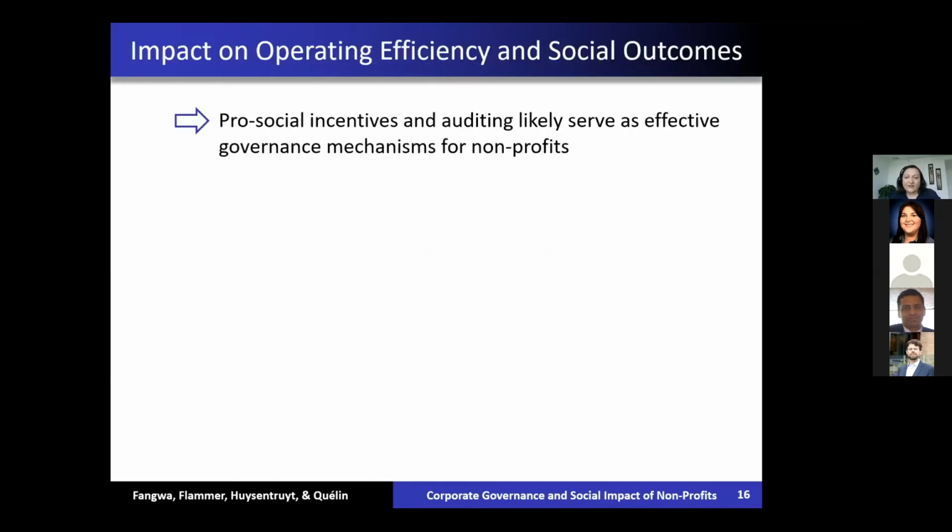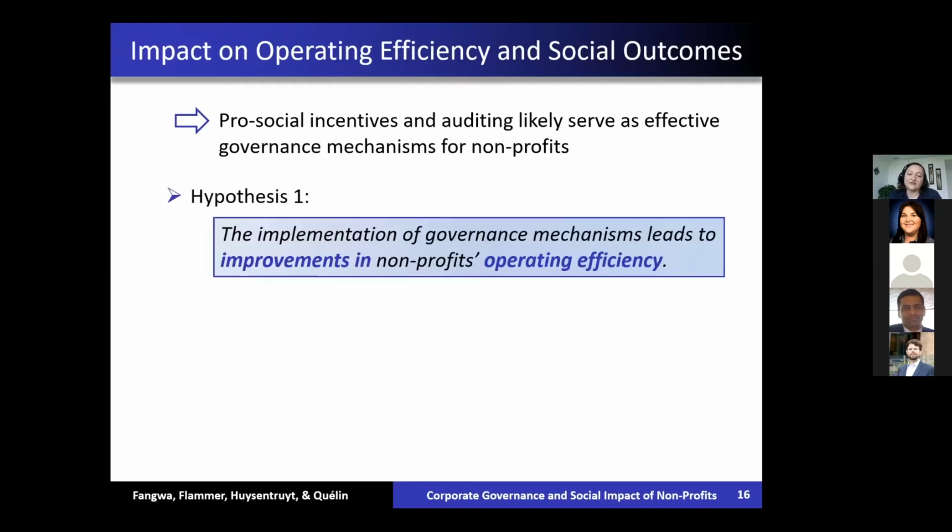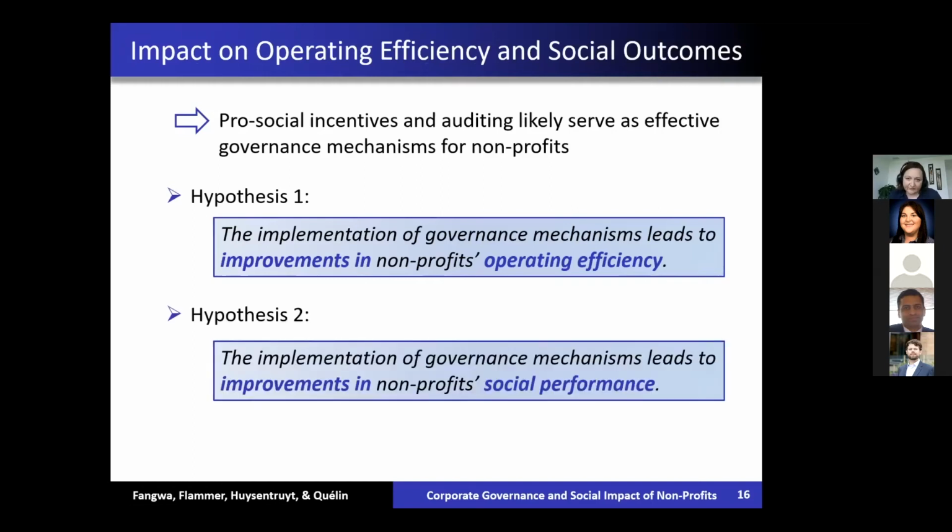So in sum, we expect that this bundle of pro-social incentives and auditing likely serves as an effective governance mechanism for nonprofits and hereby helps improve the operating efficiency and social performance.